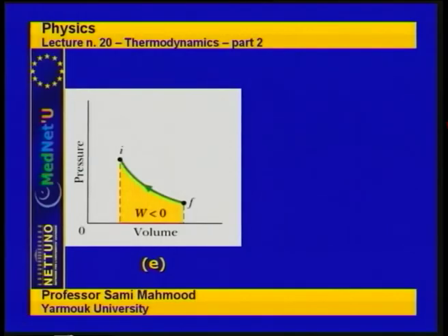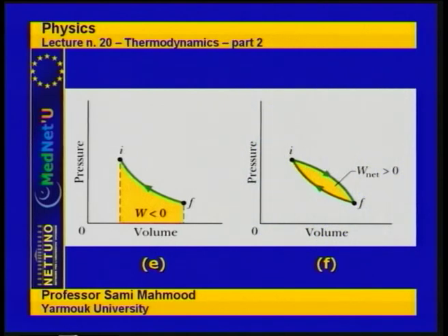And if we reverse the process and go from F to I, for example, the reverse process will give the same amount of work done as the forward process, but the work is negative in this case because dV is negative. And if we take a loop where we take the system from an initial state to a final state and then back to the initial state, then the area enclosed in the loop is the work done during that process.